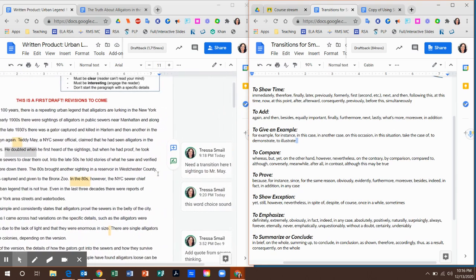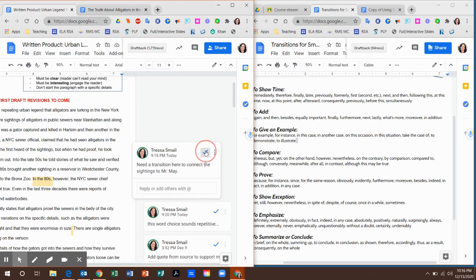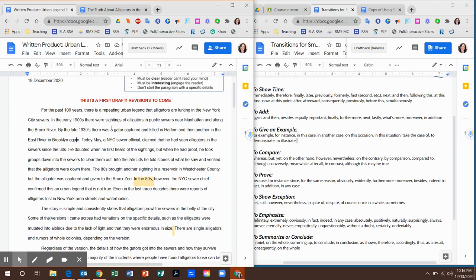All right, I'm going to go over and resolve this comment so that the highlighting comes off. And so I think I want to say something about adding to the fear. All right, so there's these two captured and killed in the 1930s, and then I think adding to the building fears, maybe? Teddy May, building, alligator, I say alligator a lot, so I have to be careful with that. Adding to the building fears, I could use predators in the sewer. I feel like that might get a little wordy.